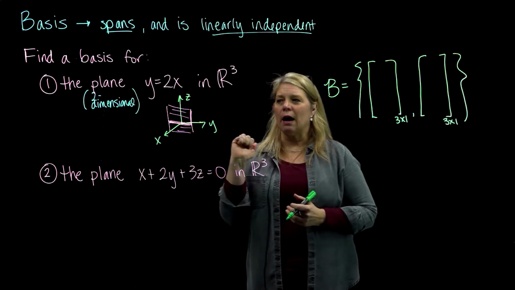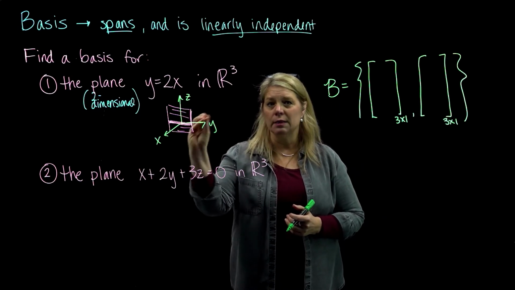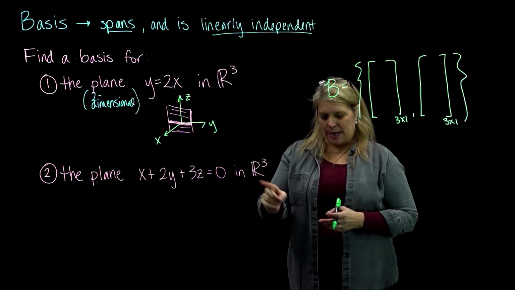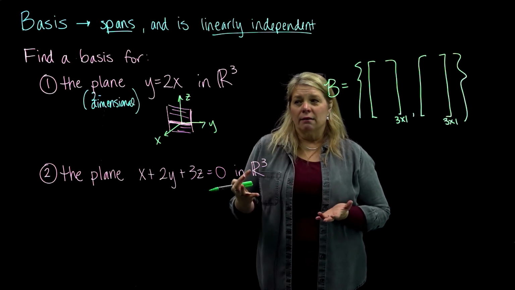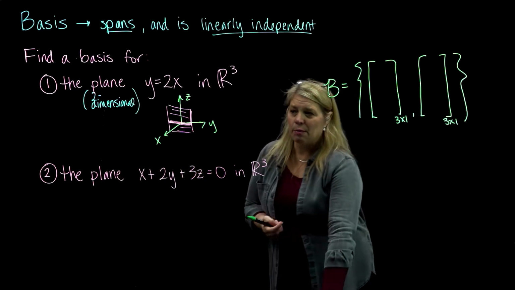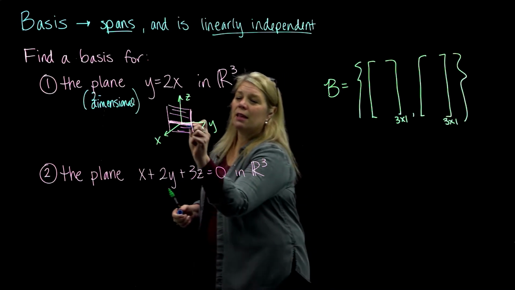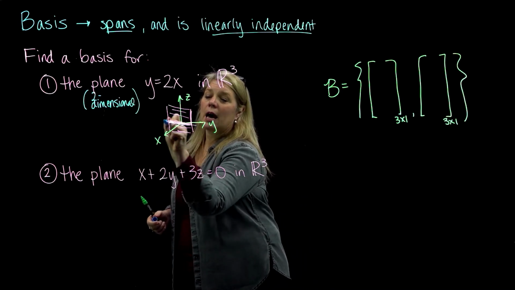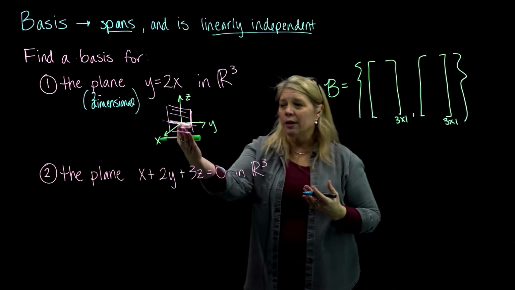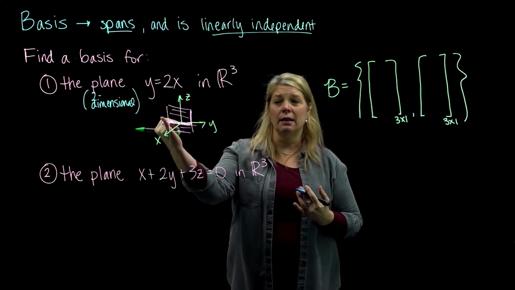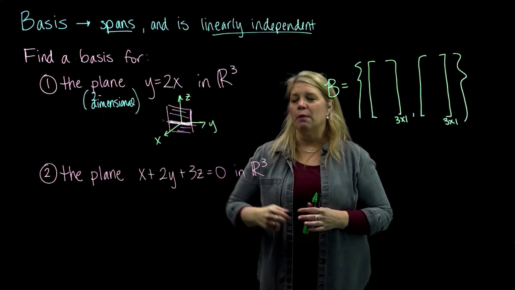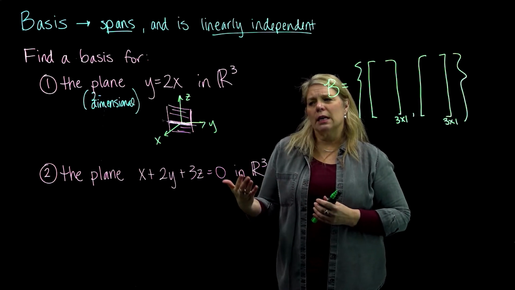Right? So thinking about it, I need vectors that are on this plane in order to generate that plane. And when I drew this plane, I drew it kind of by drawing really what I need for basis vectors. I started by drawing that trace in the xy plane. So this line in the xy plane. If I can write down a vector that generates that line in the xy plane, that generates part of what I need for the basis.